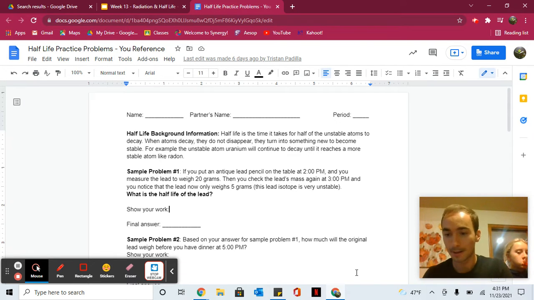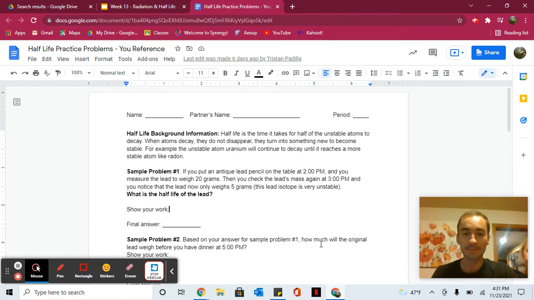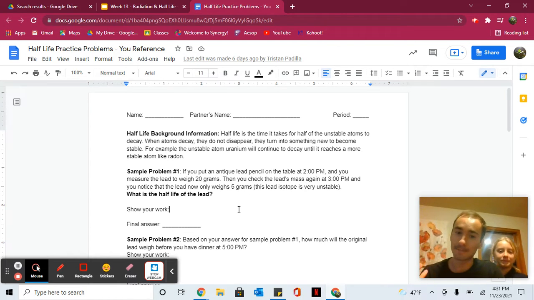We are going to be releasing a new video about Half-Life because Half-Life is getting a lot of people in trouble. So, here's the worksheet. My apologies for lack of visuals, but here are some sample problems that we would be doing on the actual quiz.